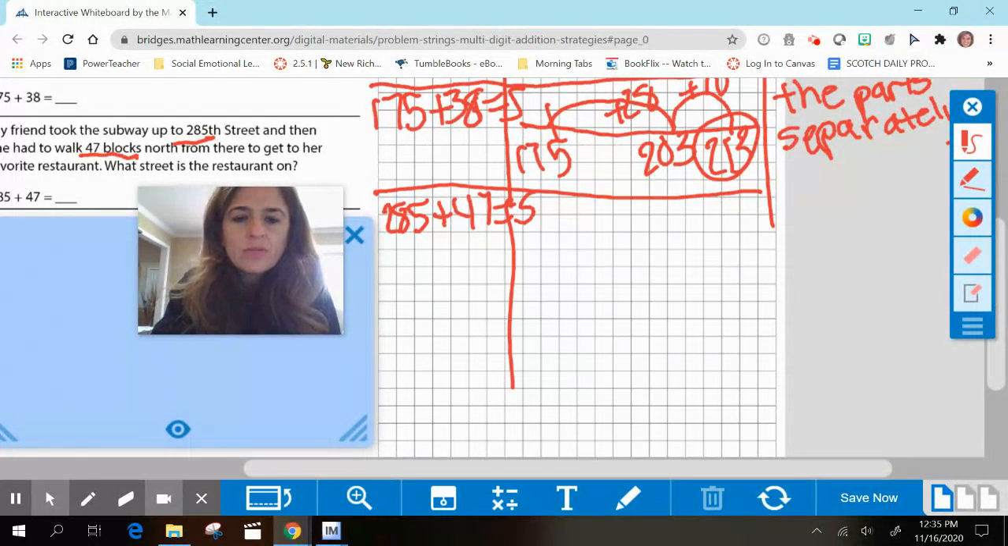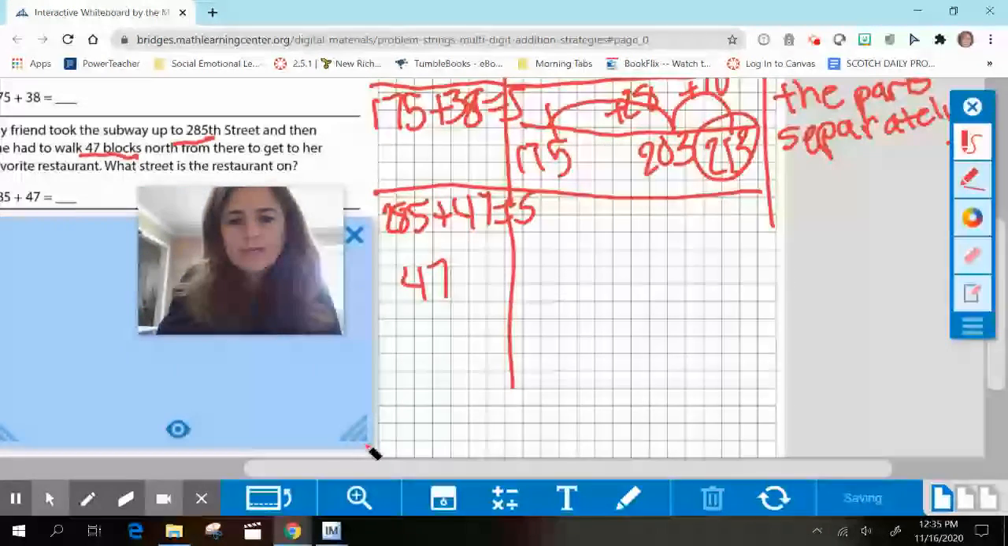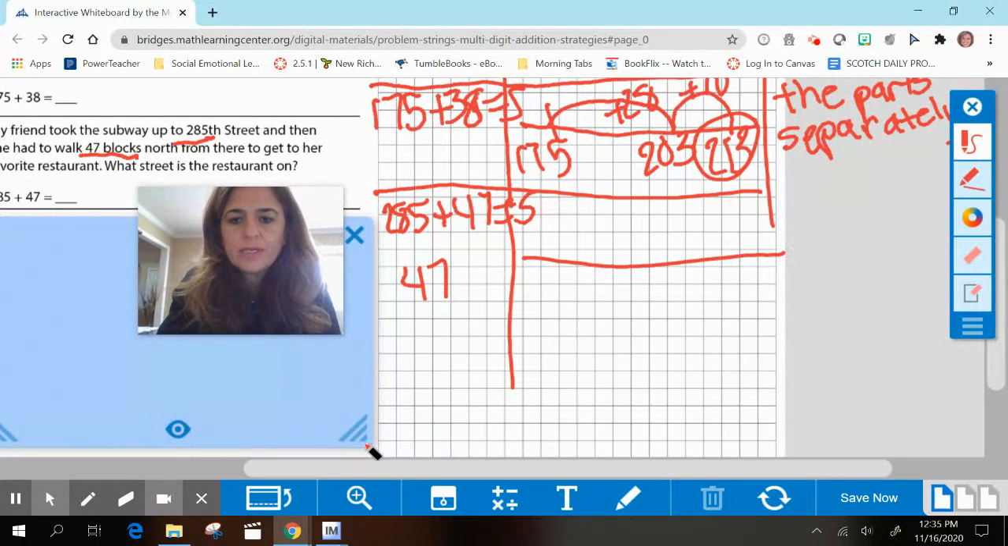So I know this 47 number. I could break this up, right? I can see that 8 and another 15 will give me 300. So let's try to do it simple. So 285, I am not going to do 285 plus 47. I'm going to break up this 47 into smaller parts.